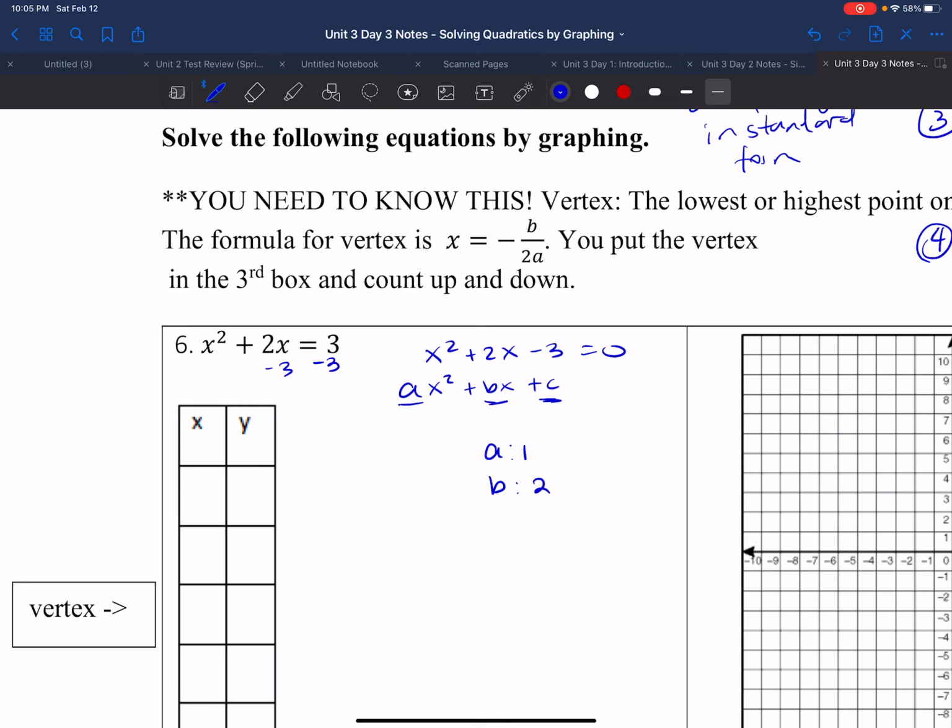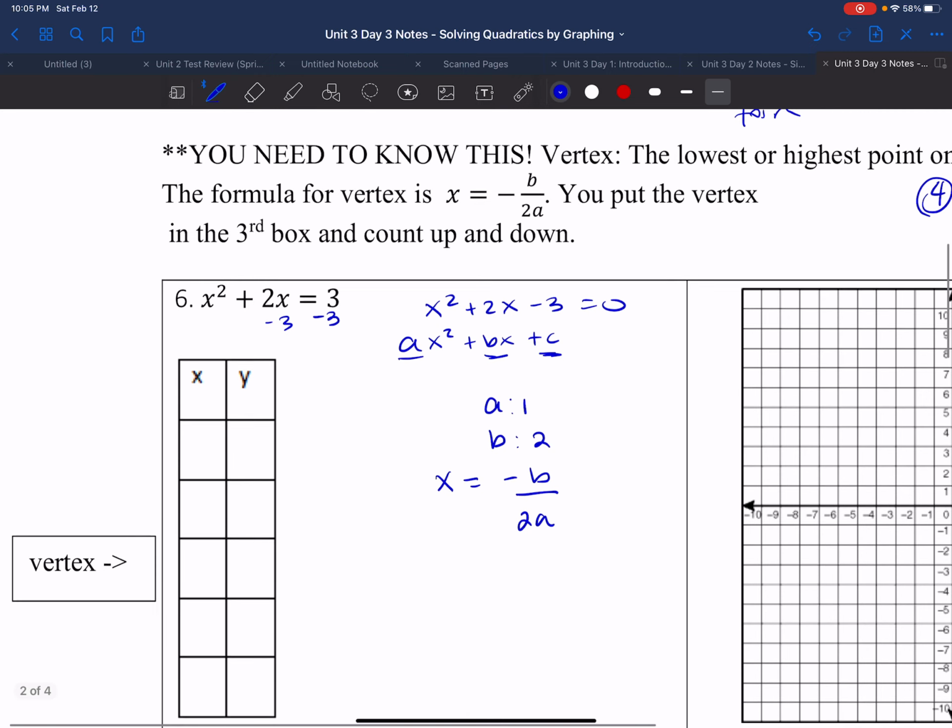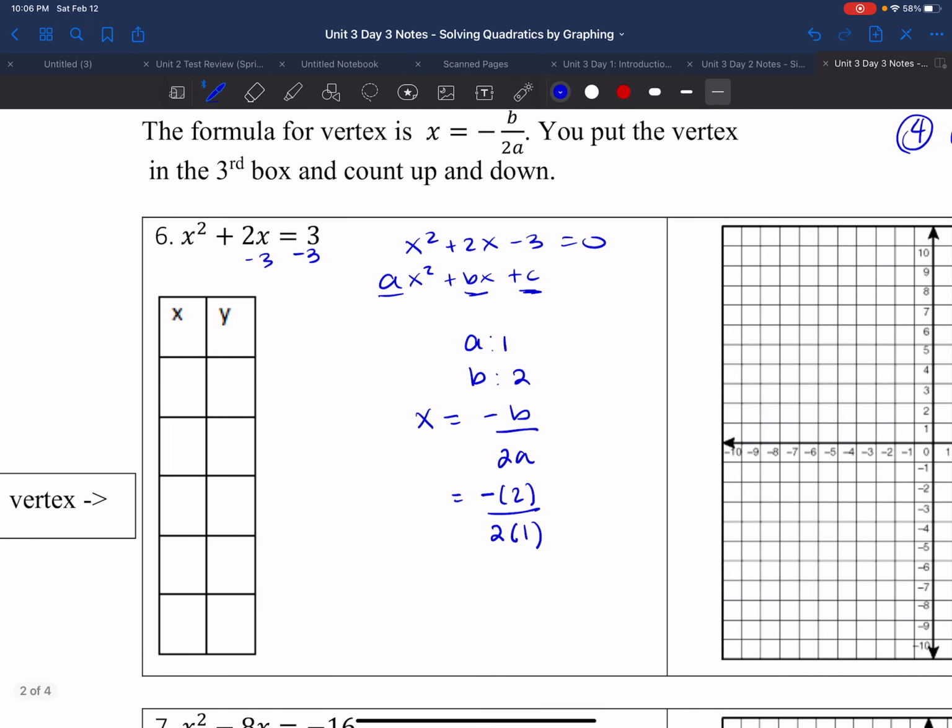Now, going to use my formula, x is equal to negative b over 2a. I'm going to put negative, and then what's b? b is 2, all over 2 times what? 1. Okay? So I'm left with what? Negative 2 up top, and then 2 times 1 is just 2, and then negative 2 divided by 2 is just negative 1. So that means my x is equal to negative 1, and I put that right in the middle.